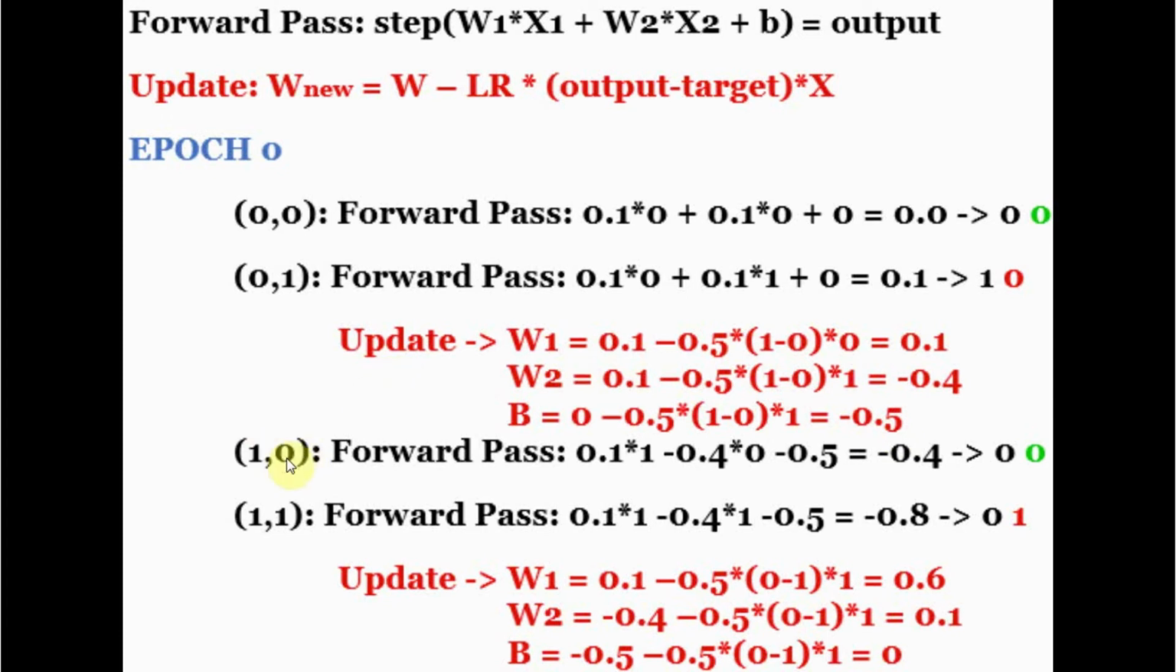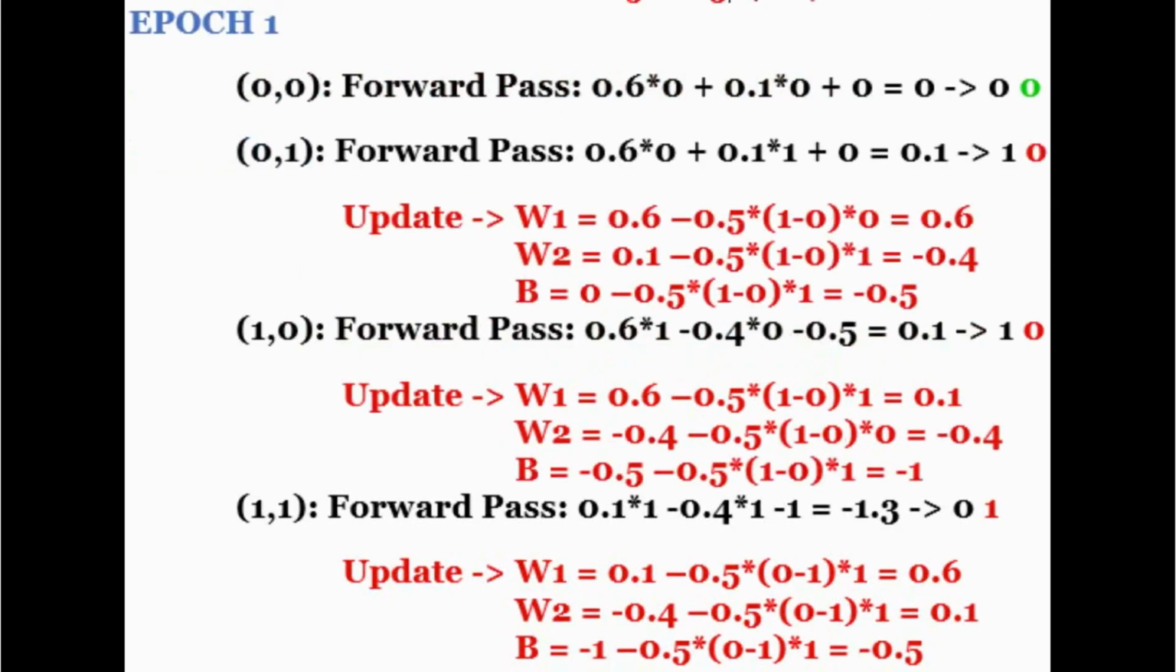Okay, great stuff. Then we do the third input sample, which is 1, 0. We get as a net activation minus 0.4, which is translated into 0 as an output. Our target is 0, so we are set. We have 1, 1. We get 0 as output, but we want 1. So now we update, and our new values are 0.6, 0.1, and 0. And we are finished with epoch 0.